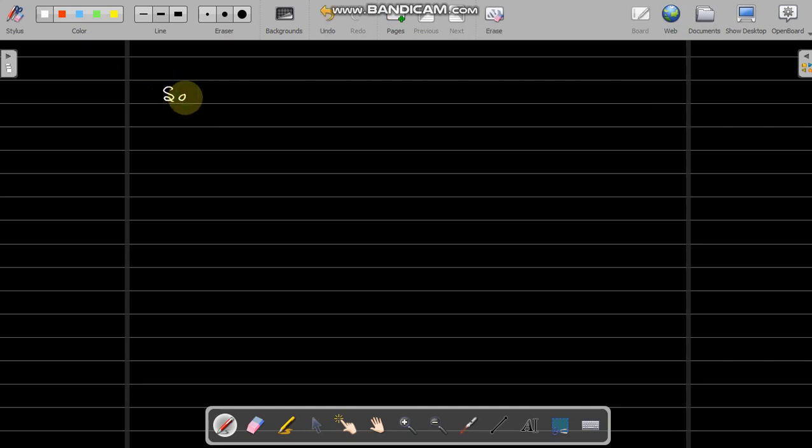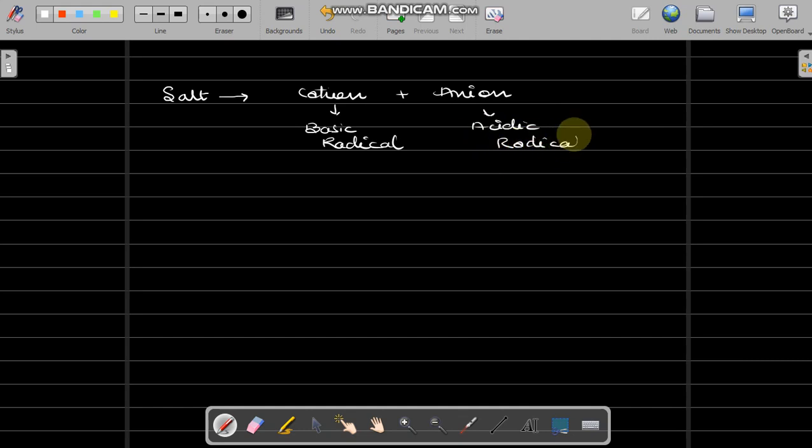So what is salt? When we use the terminology salt, it means that it is made up of cation plus anion. Cation means a basic radical, and anion means acidic radical.